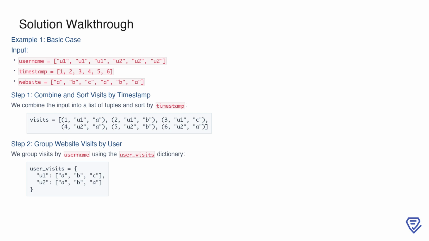After sorting, we group these visits by user. Each user's visits are represented as a list of websites they visited in order. For example, user U1 visited websites A, B, C, and user U2 visited A, B, A. This grouping helps us analyze the browsing patterns for each user individually.